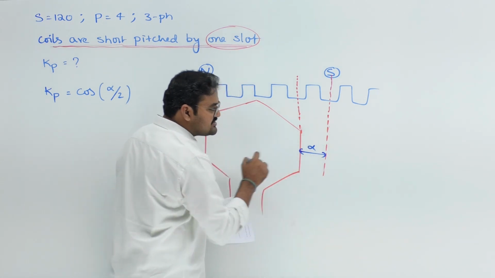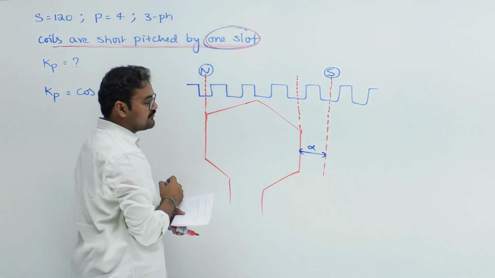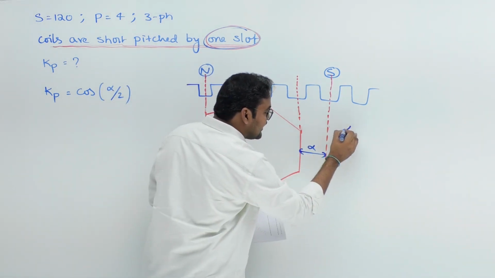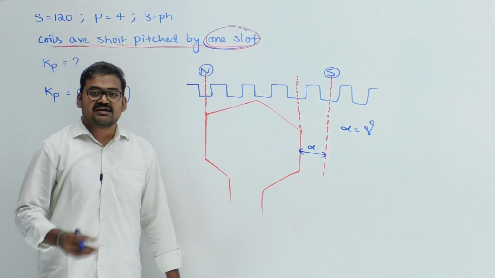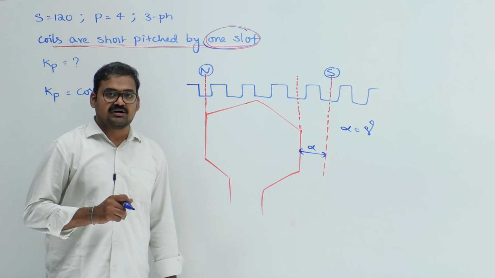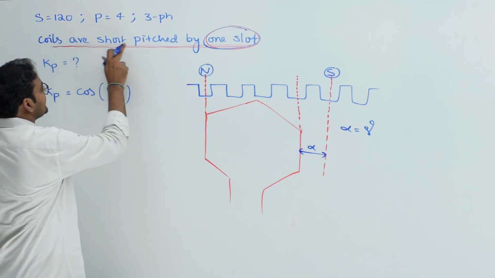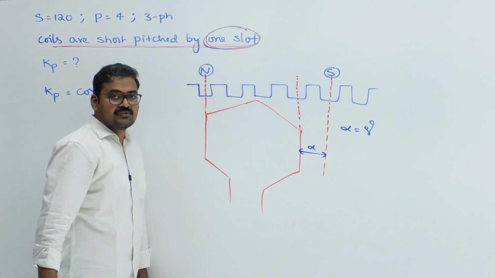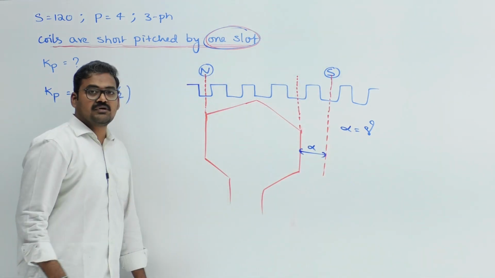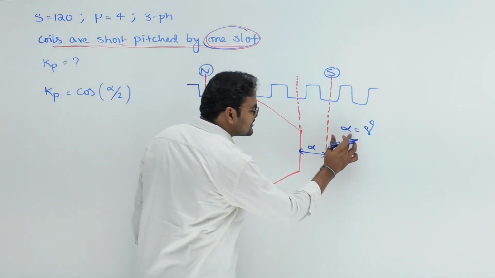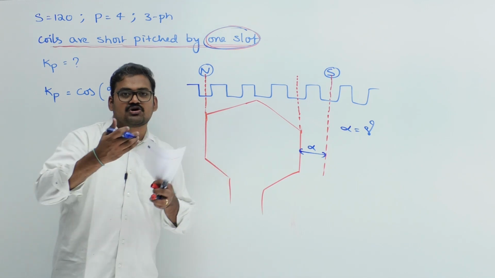How much is the short pitch angle now? This is nothing but short pitch angle alpha. Can I say that alpha is nothing but exactly one slot? Therefore, indirectly I can write that alpha is equal to the angle occupied by one slot. We know the angle occupied by one slot is equal to gamma. Suppose if the data is given like this, let us say coils are short pitched by 2 slots. If coils are short pitched by 2 slots, alpha is equal to 2 gamma. If coils are short pitched by 3 slots, alpha is equal to 3 gamma, like that. It depends on how much slots the coil is shorted.